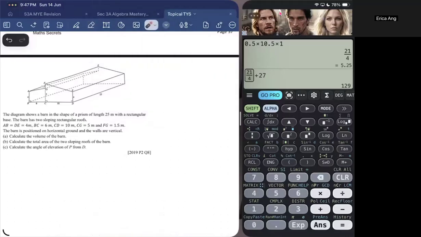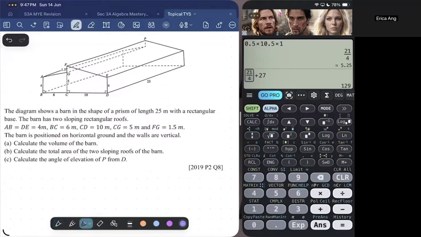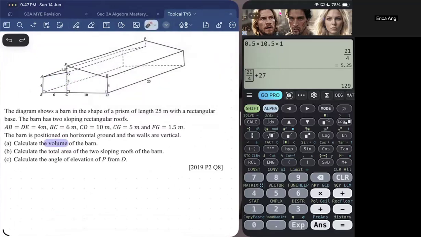Okay, so for this one, you want to find the volume. The first part is finding the volume. Just remember for volume, you need the base area multiplied by this length, so you get something three-dimensional. But when you do your base area, you can't find the whole thing in one go.